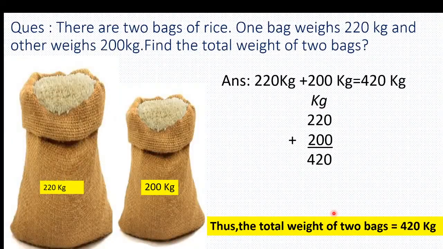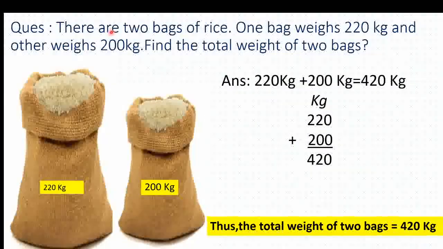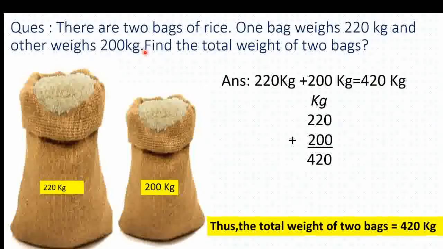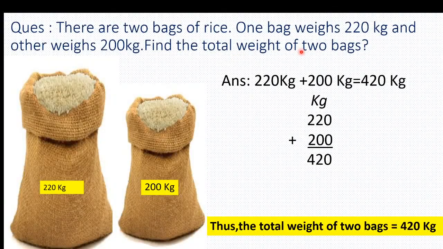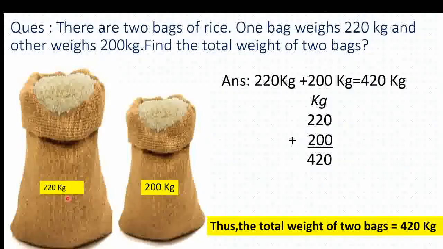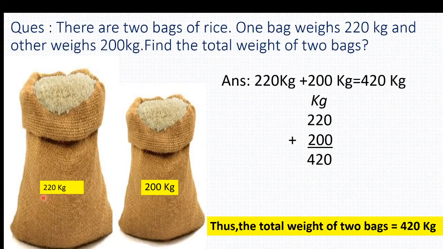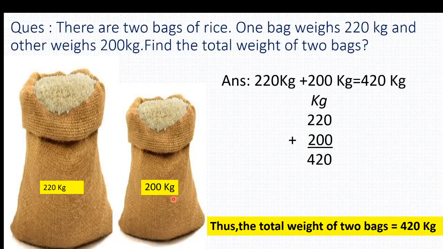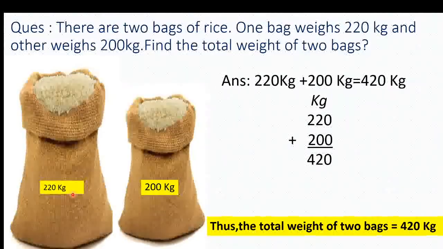Moving to the next page. Look here children, there are two bags of rice. One bag weighs 220 kg and the other weighs 200 kg. Find the total weight of the two bags. The weight of this big and heavy bag is 220 kg, and the weight of this bag is 200 kg. Your first step is to check the unit.